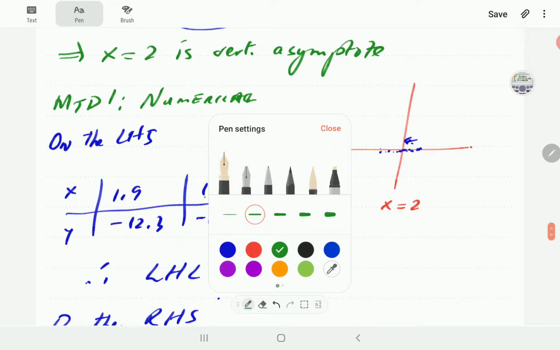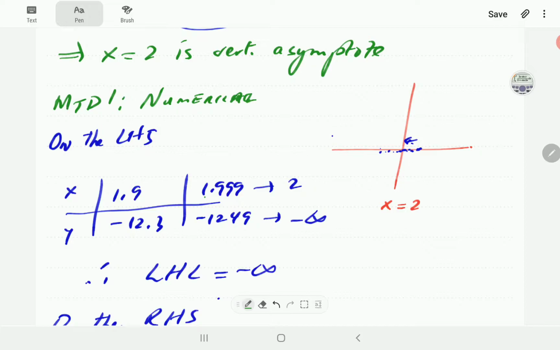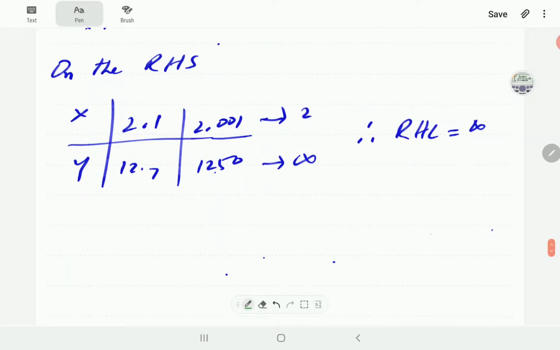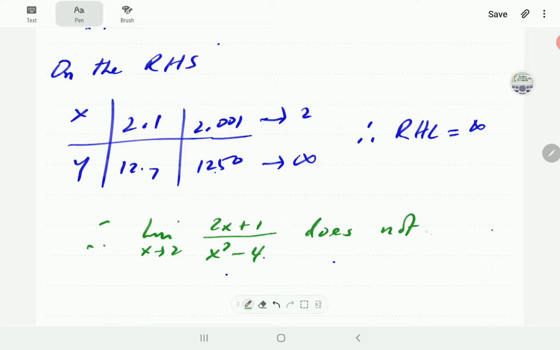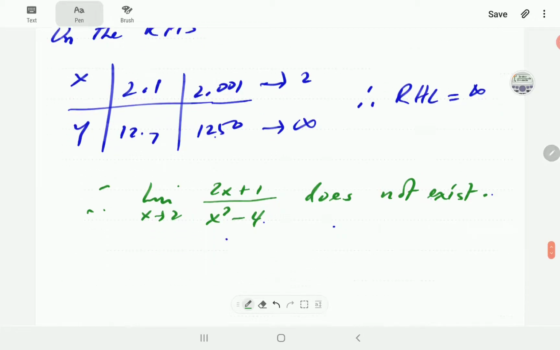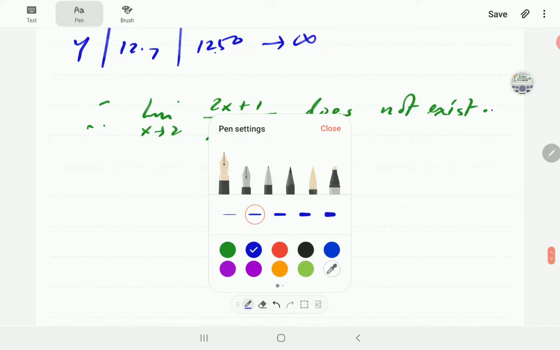What it does mean is that a crude representation of the graph around x equals 2 is going to do something like this. Here it goes down to negative infinity, and from this side it goes up to plus infinity. Since the two limits do not match, the limit of 2x plus 1 over x squared minus 4 as x goes to 2 does not exist. Because remember, for the limit to exist, the two need to exist and they need to be equal.